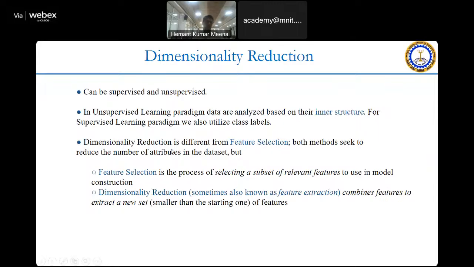Apart from dimensionality reduction, it can be supervised or unsupervised. In the unsupervised learning paradigm, data are analyzed based on their inner structure. For the supervised learning paradigm, we also utilize class labels.